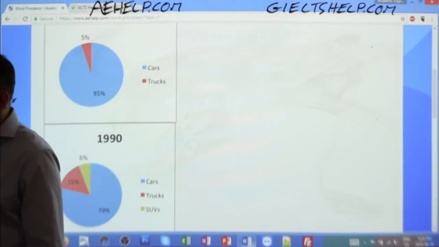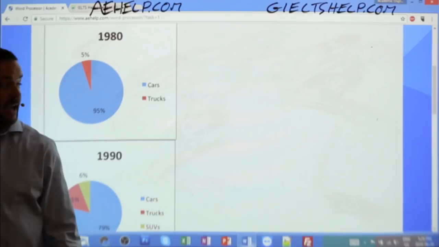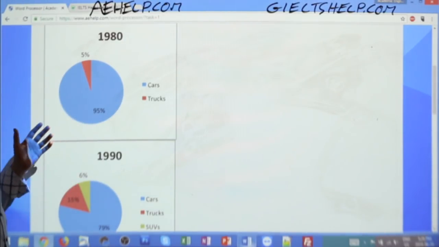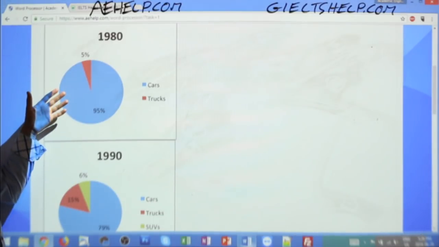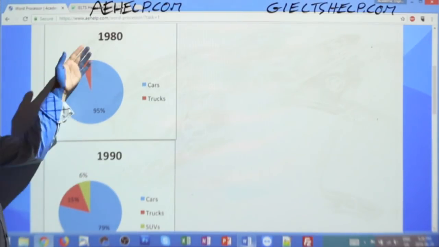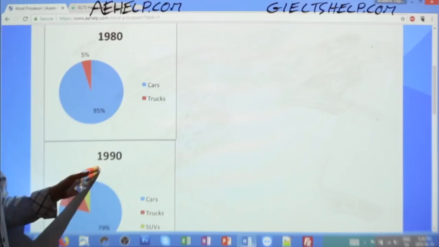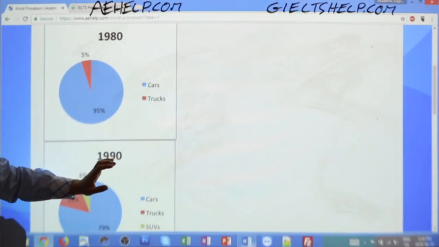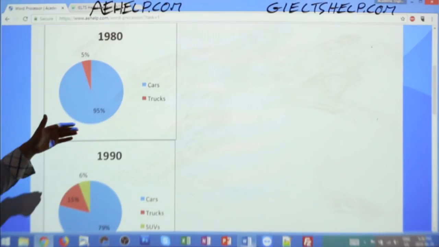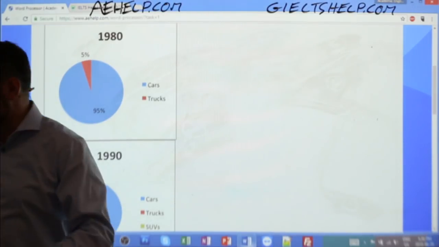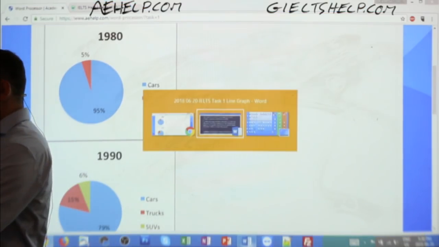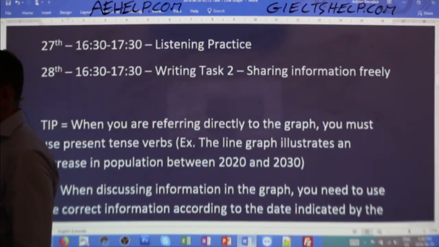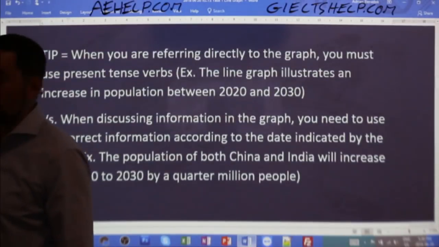So here you have 1980 and 1990 cars and trucks, and people will say, oh, the sales of cars will decrease between 1980 and 1990. That's a mistake. We don't know what happens in 1985, so we don't know if there are more or less cars being sold. It's not a line graph. So the number one mistake, Cast Curious, is that students write about bar charts and pie charts the same as line graphs, and that's wrong, okay?